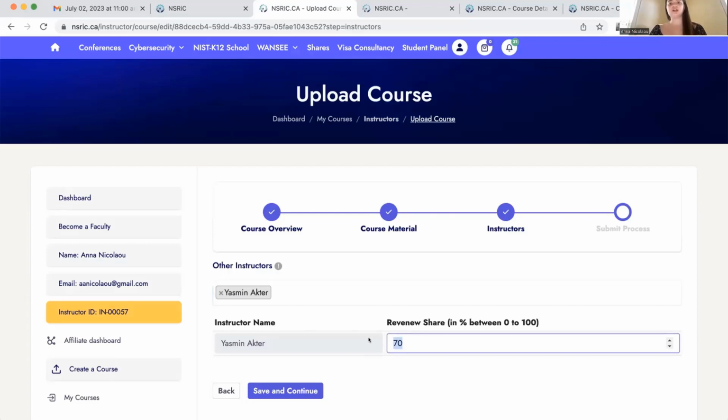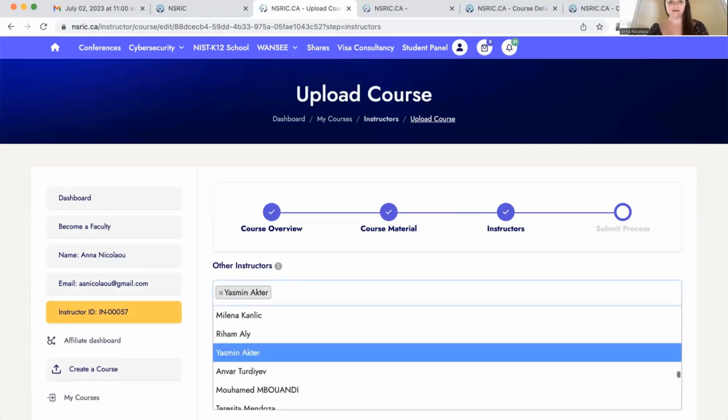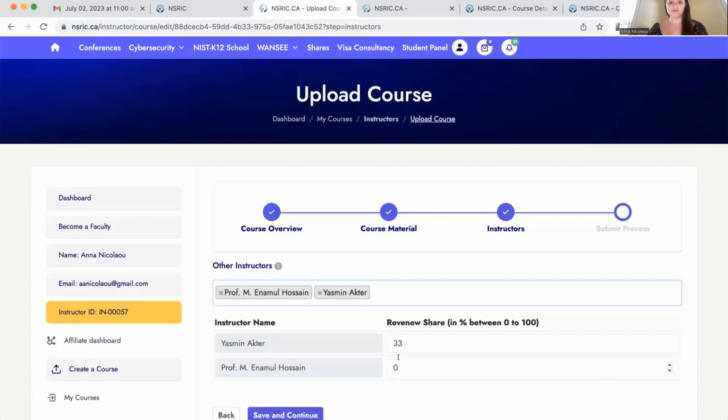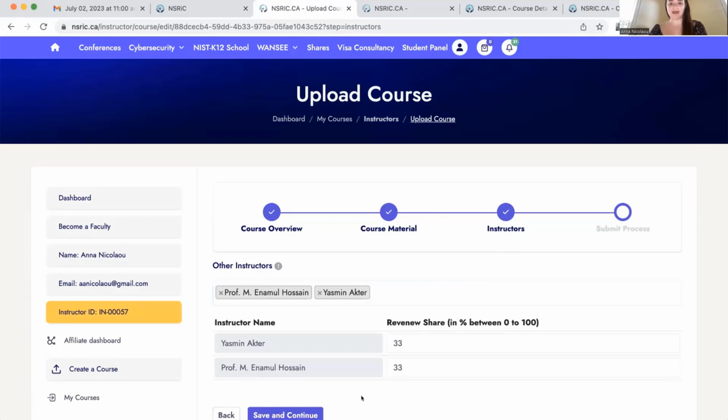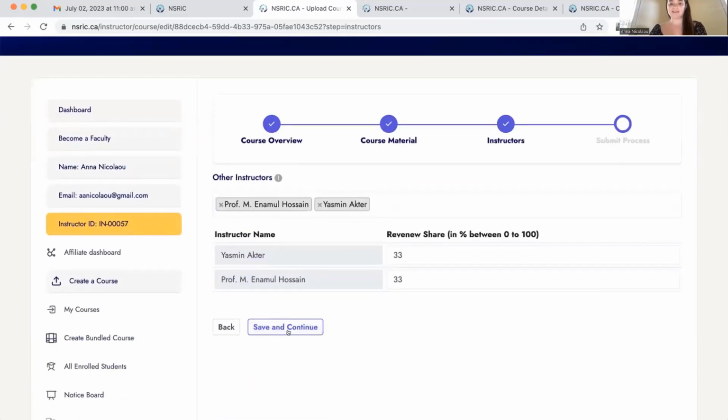Or maybe she just did a little bit of the work and I did most of it. Maybe she only did 10% of the work, so she gets 10% of the shares. Or maybe there are 3 teachers and they all get 33%. So maybe Yasmin gets 33%, and maybe Dr. Hossein also gets 33%, and I get the other 33% or something like that. You could put that in and then click Save and Continue.